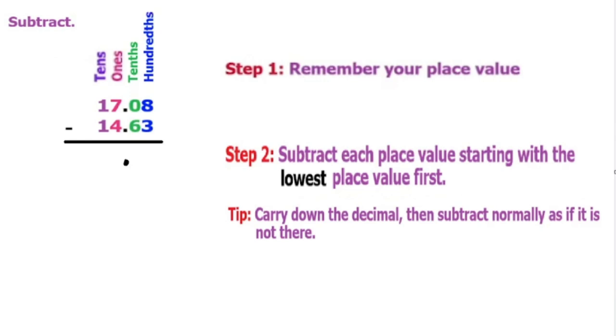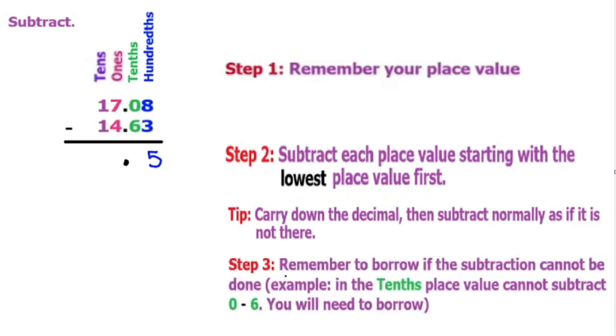8 minus 3 is 5. So let's put 5 there. 0 minus 6, we can't do that. But step 3 is to remember to borrow if the subtraction cannot be done. Example, in the tenths place, in the tenth place value, you can't subtract 0 minus 6. You will need to borrow.